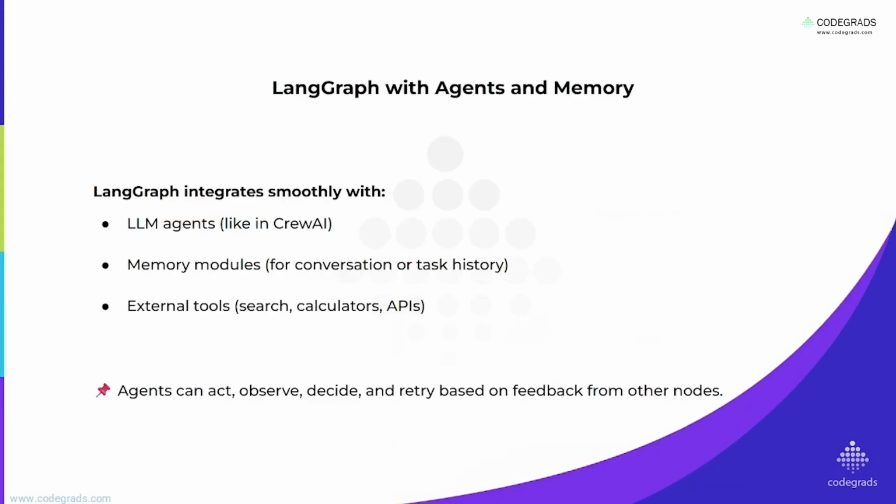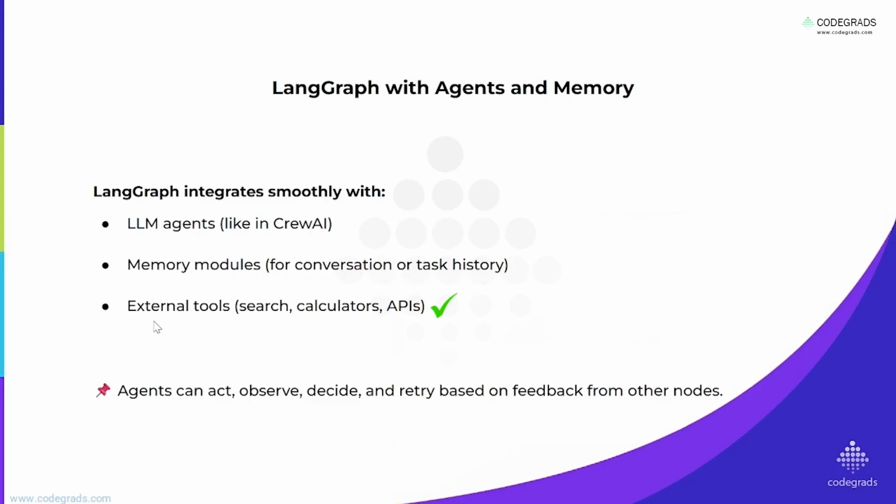Now we'll see Langgraph with agents and memory. Langgraph integrates smoothly with LLM agents, just like we did in QA. We can have multiple LLM agents, and we can integrate all of them by using Langgraph. Now we have the memory module for conversation or task history. We can store previous conversation or the task performed by the previous node. So at that point of time, we use the memory.